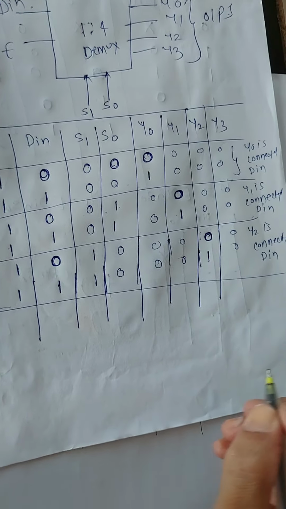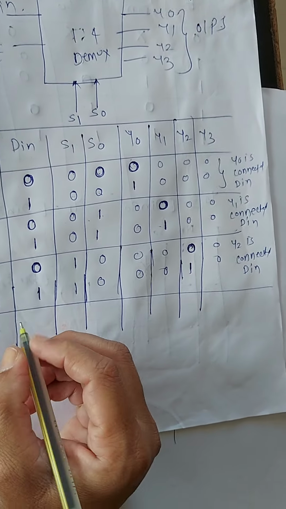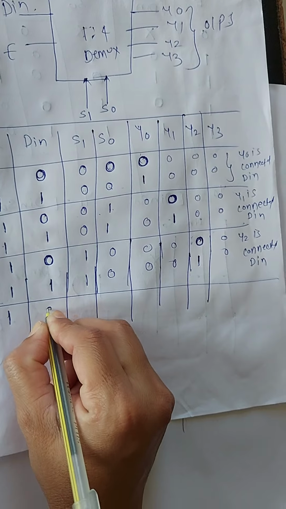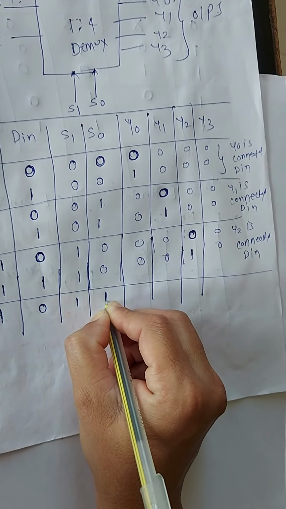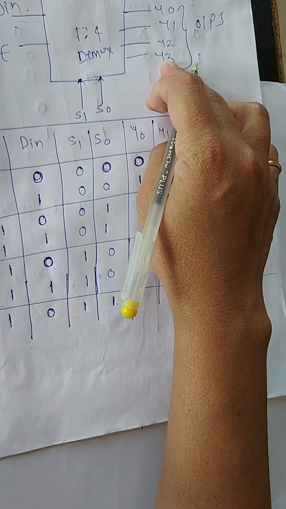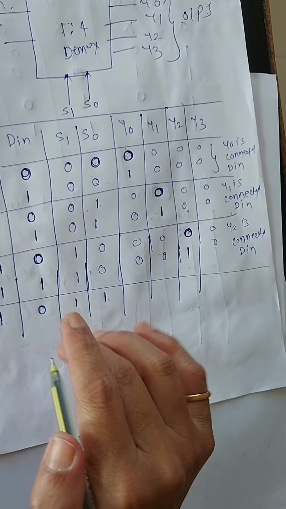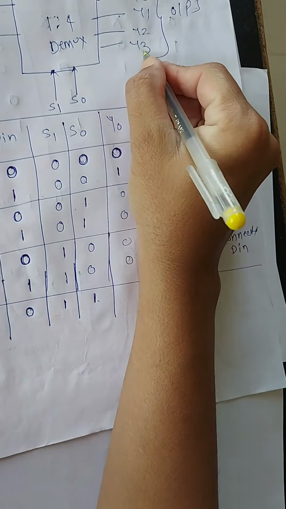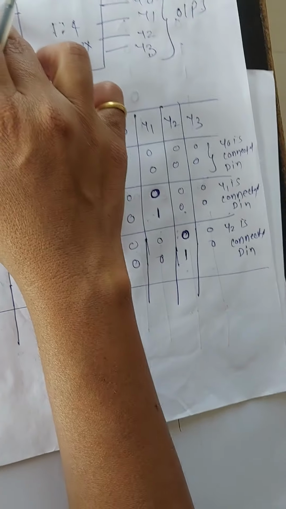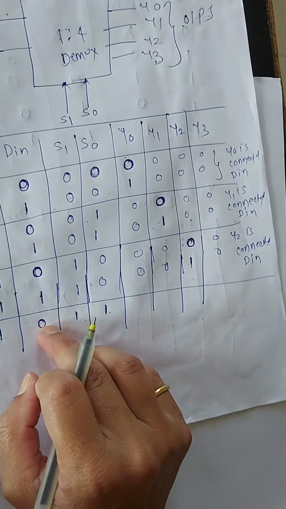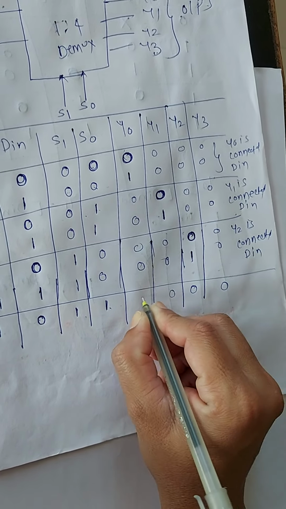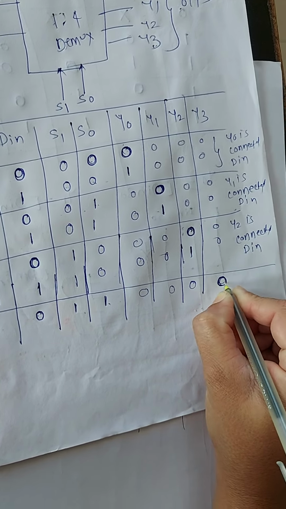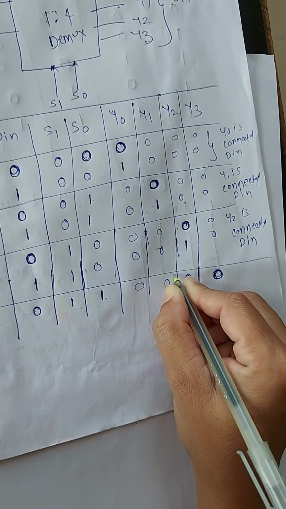When enable is 1, for D in data 0, but the select lines are 1, 1, Y3 output is selected. In 2-bit, 1, 1 represents 3. So Y3 is selected. For Y3, D in data is distributed. For D in data 0, Y3 is 0.